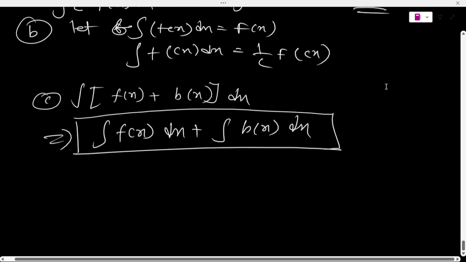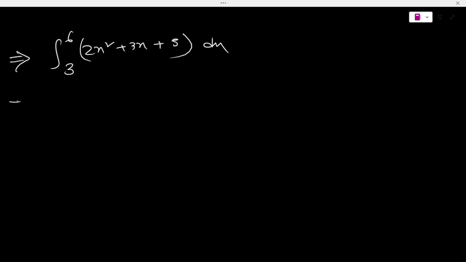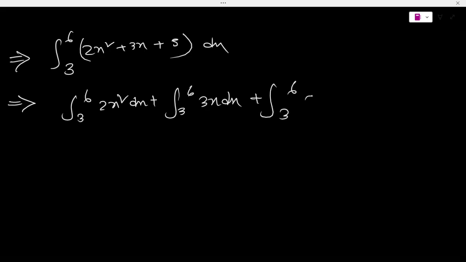Clear it is. I'm going to do simple questions which are very much basic. Now there is this one, which is very much tough: the integral of (2x square plus 3x plus 5) dx. After that, I have to break it up: integration of 2x square dx plus integration of 3x dx plus integration of 5 dx.